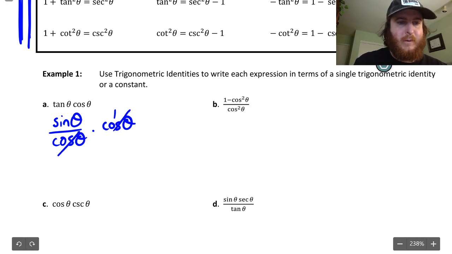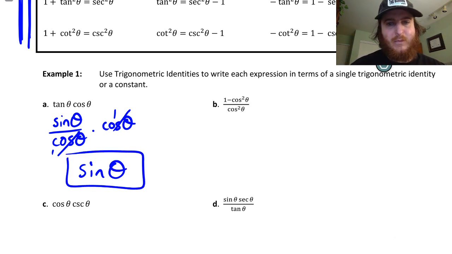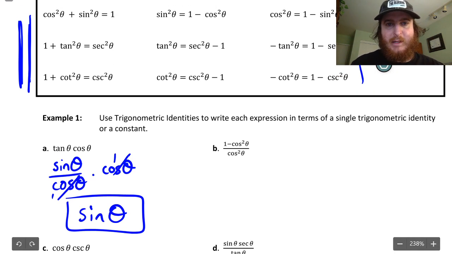I'm going to just put a 1 there. So we get sine theta. That's our answer. All right, next one. Again, what I said is, if we ever see something with a squared in it, we want to be thinking about, hey, let's look at these identities.